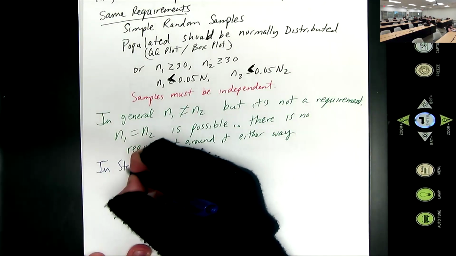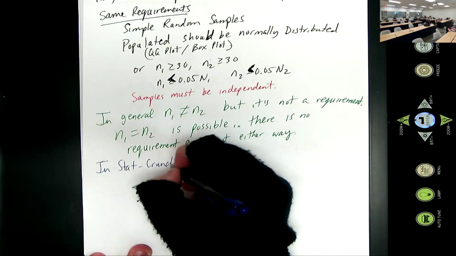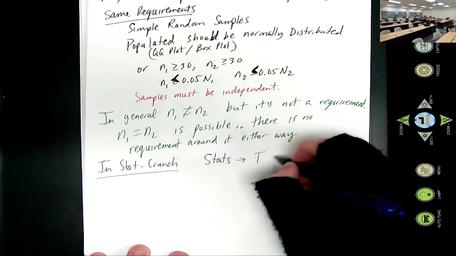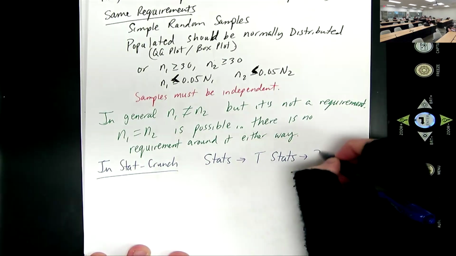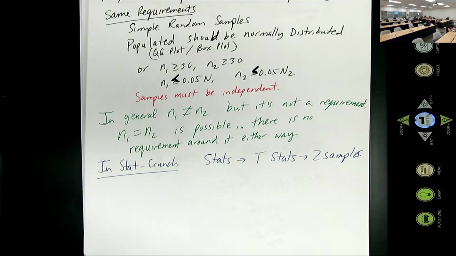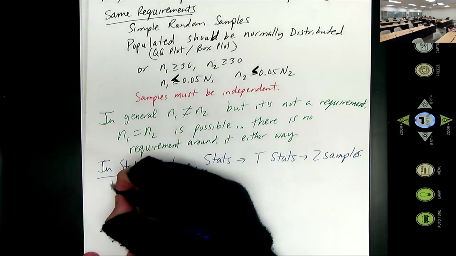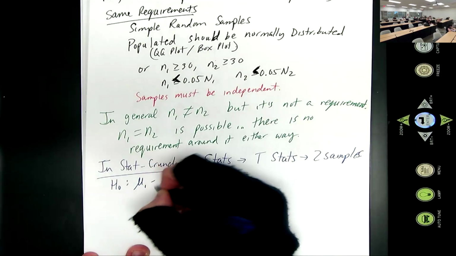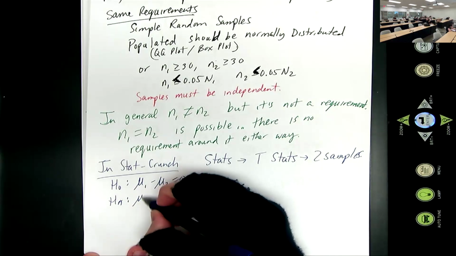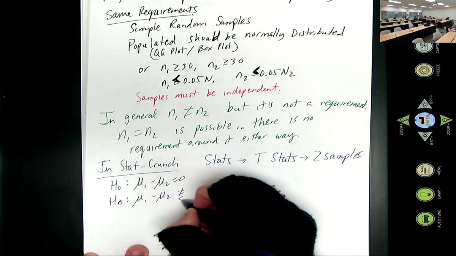Alright, in StatCrunch. We're gonna go Stats, T Stats, Two Samples. We're gonna have H naught is mu1 minus mu2 equals 0. And HA isn't. So it's either not equal to, less than, or greater than 0.